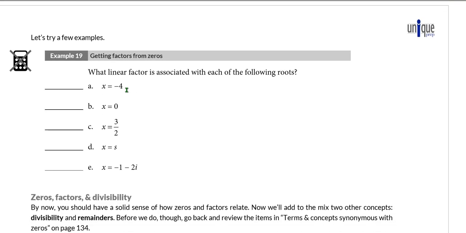At the top of the next page, we're going to do a few examples of getting to the factors from the zeros. So in example 19, you might want to do this on your own before I start going through it. What linear factor is associated with each of the following roots? What we are given here are zeros or roots, and we need the factor associated with the root. In the case of example 19a, I am simply going to switch the sign on the negative 4 and throw an x in front. With 0, switching the sign does nothing, so x plus 0 or x minus 0 doesn't really matter. My factor is going to be x.